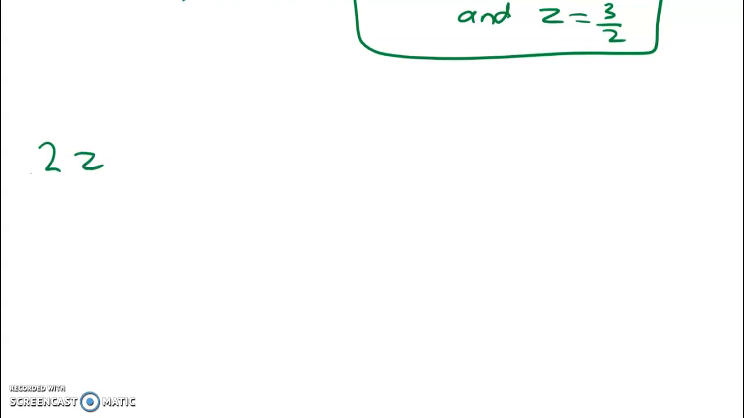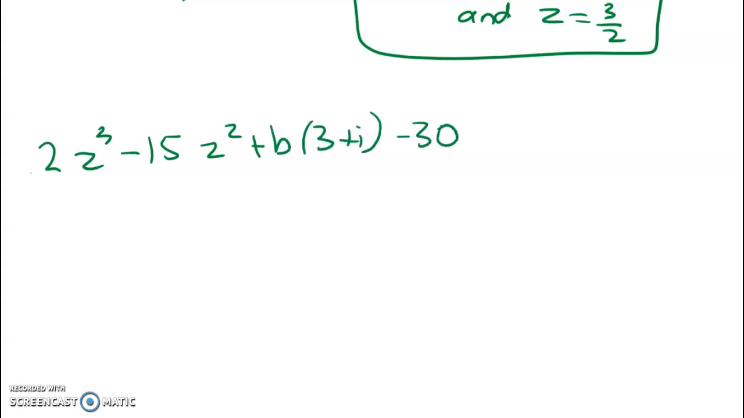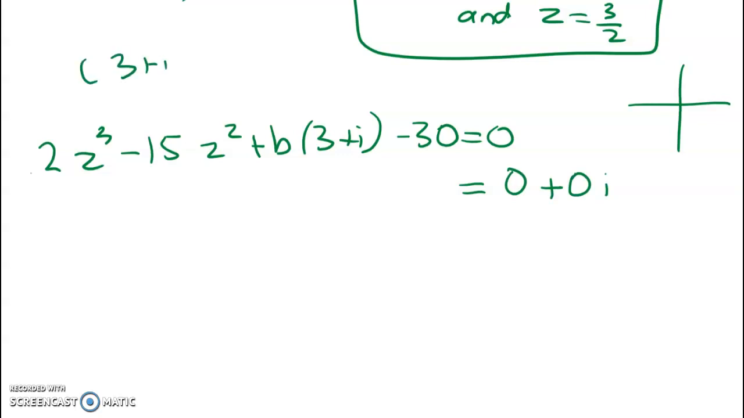We're starting out with 2z cubed minus 15z squared plus b times 3 plus i minus 30 equals 0. Now my strategy here will be to match up the real bits and the imaginary bits. A really useful thing to think about is that when we're working in the complex plane, 0 is equal to 0 plus 0i. So the strategy here is to sub in 3 plus i.